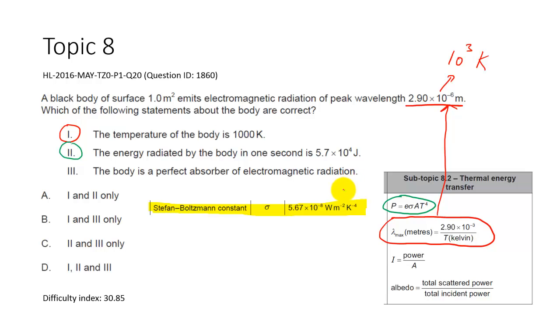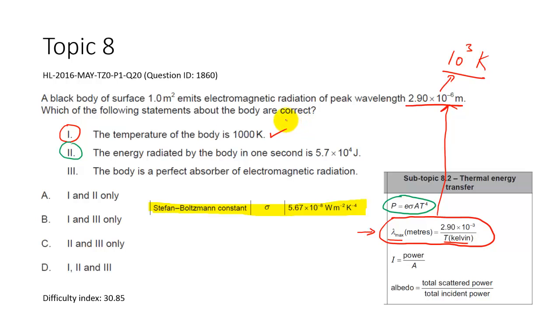To solve this question, you have to refer to the data booklet for 8.2. The first thing that you may want to look at is this equation, and basically you just have to substitute the wavelength into it, and you can get the temperature, which leads to 10 to the power of 3 K, and therefore statement 1 is correct.